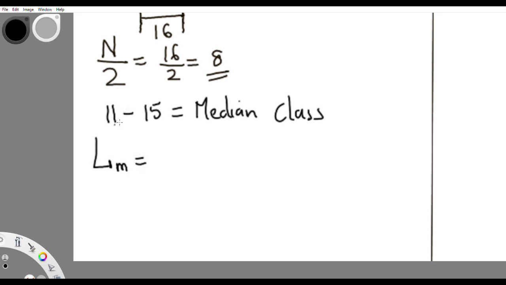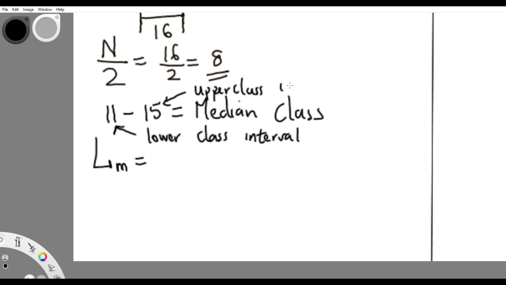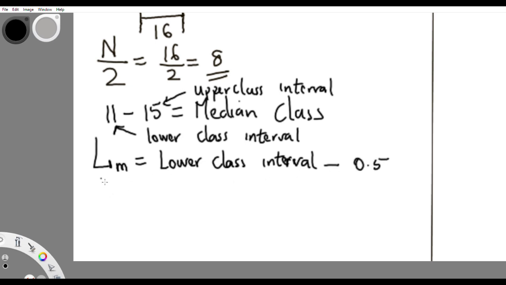So what is the lower class boundary? In the median class, looking at this median class, this one is the lower class interval, and this is the upper class interval. Now, how do you get the lower class boundary? All you need to do is, from the lower class interval, you subtract 0.5. So to get the L1 for this median class, all I need to do is 11 minus 0.5, and the answer is 10.5. So I already have my lower class boundary, L1.